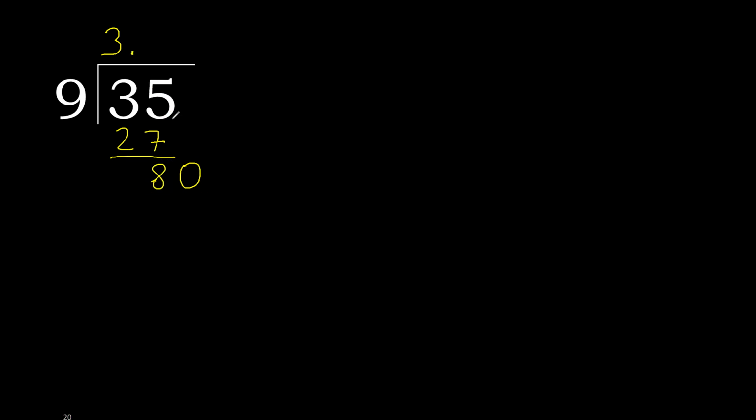9 multiplied by 9 is greater. Multiply by 8, 72. Okay, is not greater. Subtract, complete. Point is here, 80. 9 multiplied by 8.